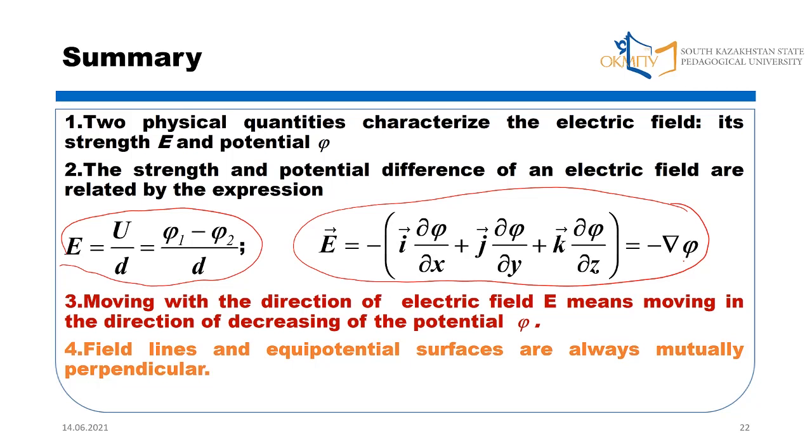Moving in the direction of the electric field means moving in the direction of decreasing potential phi. Field lines and equipotential surfaces are always mutually perpendicular.